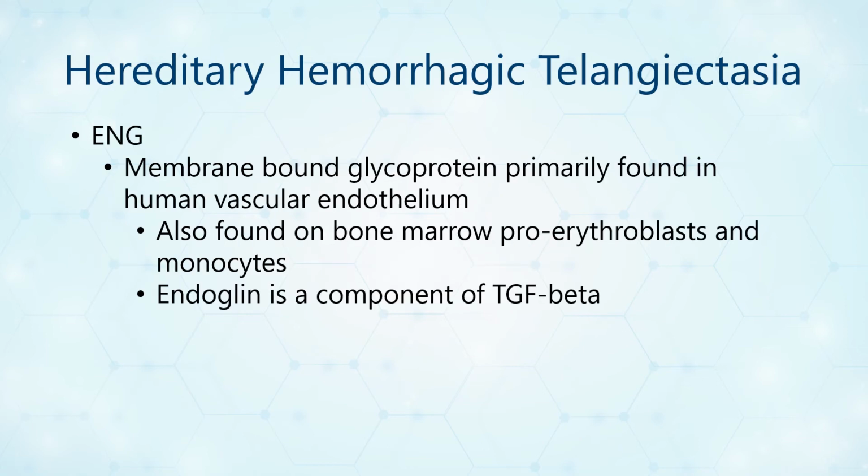So what does endoglin protein do? Endoglin is a membrane-bound glycoprotein. It's found within the human vascular endothelium. It's also found on other cell types like the proerythroblasts and monocytes that are produced in the bone marrow. Endoglin as a subunit is also found as a portion of the immunological signaling compound TGF-beta.